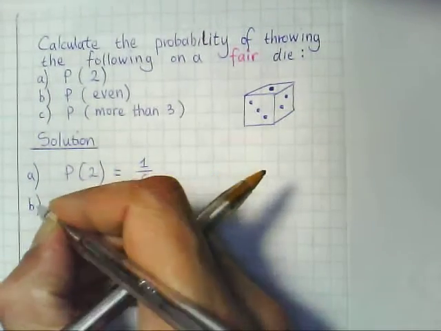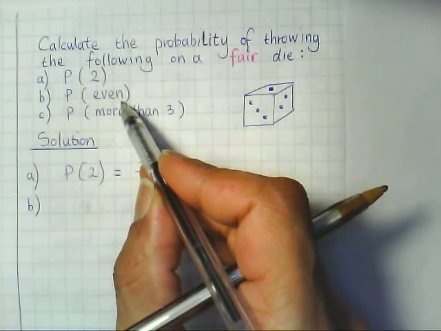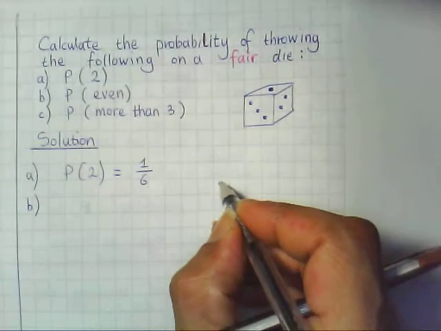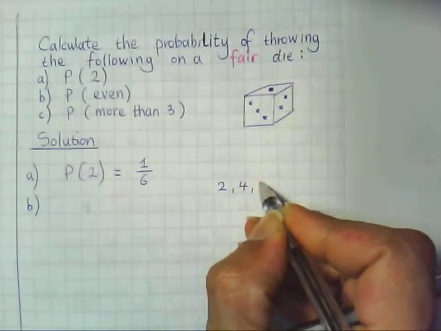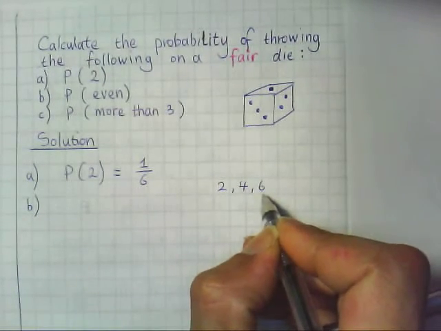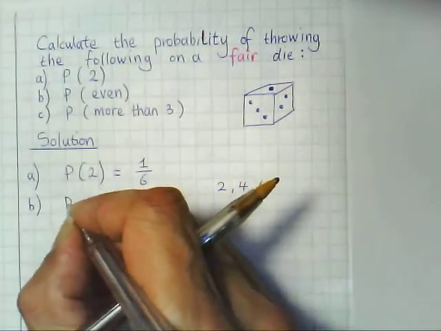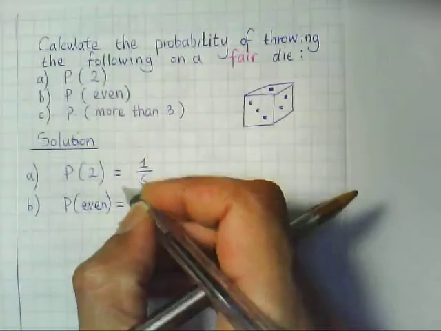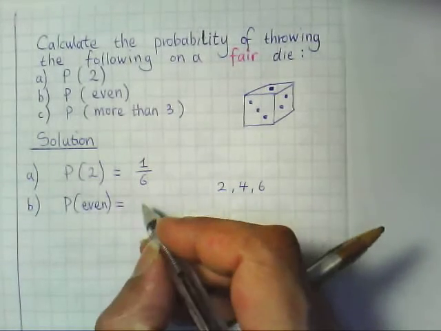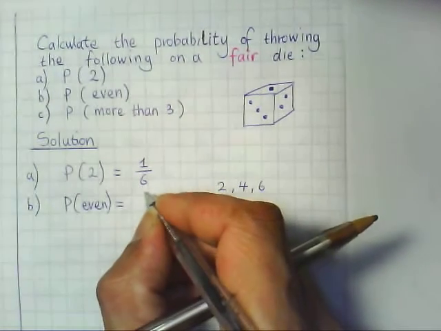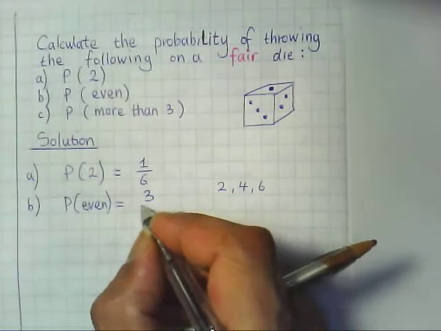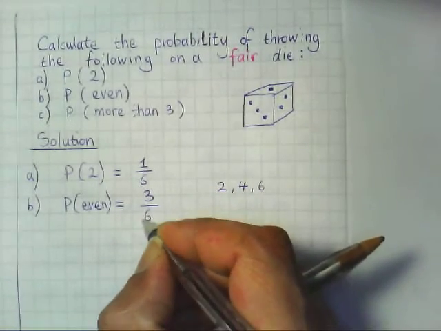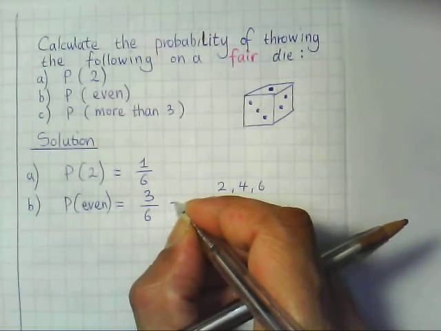For part B, the probability of obtaining an even score when you throw the die, well, there's 2, 4, and 6. Those are all the even possibilities. So when we think about the probability of working out all even numbers on a fair die, there are 3 possible ways of obtaining even numbers out of a total of 6 possible faces. Now we could simplify this to a half.